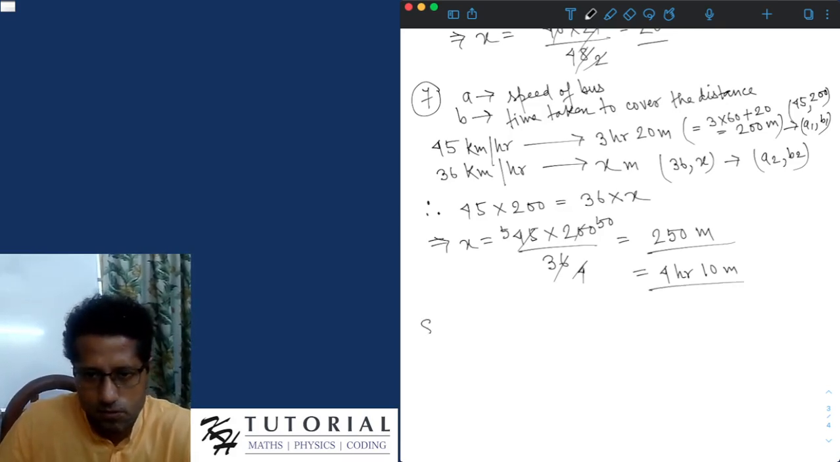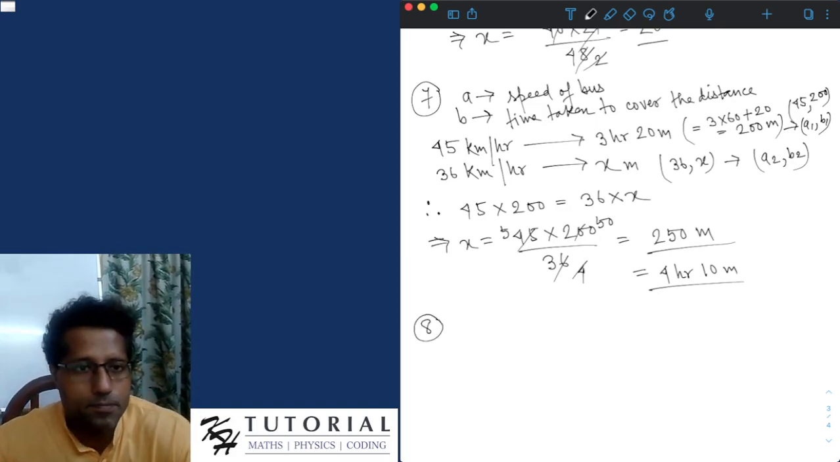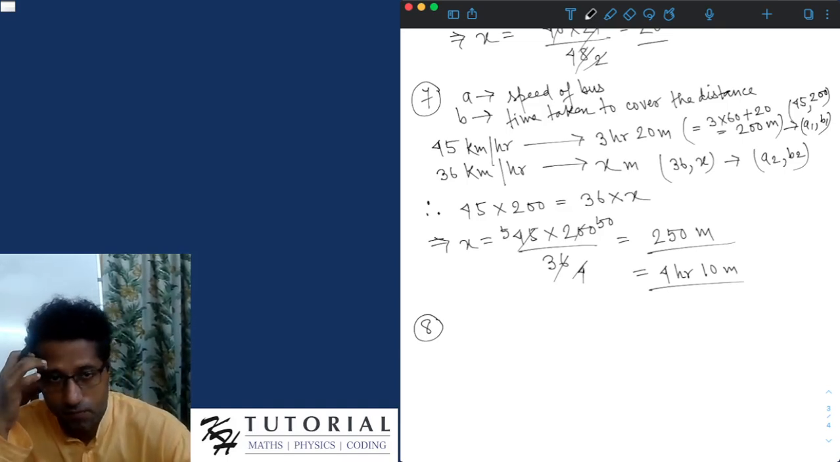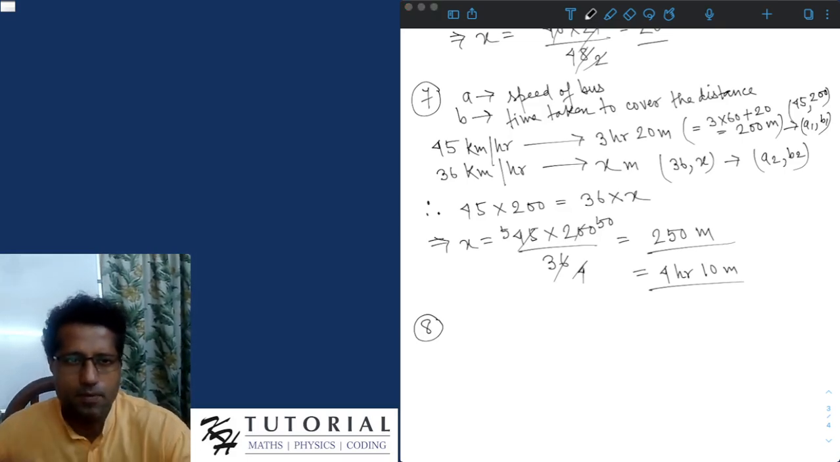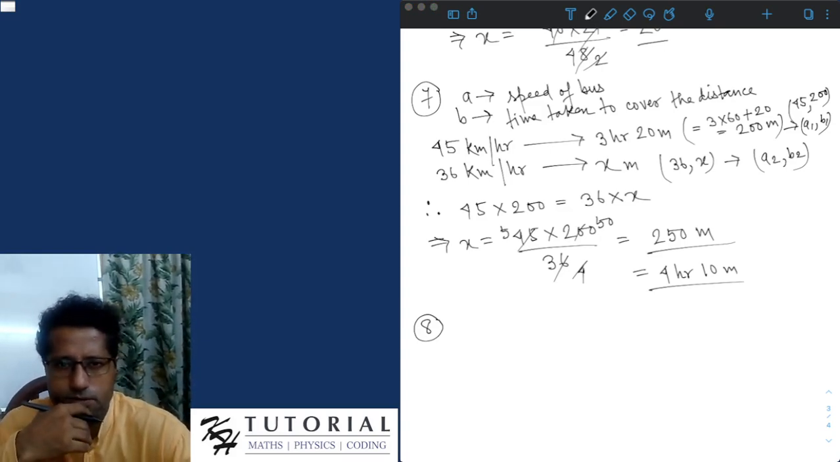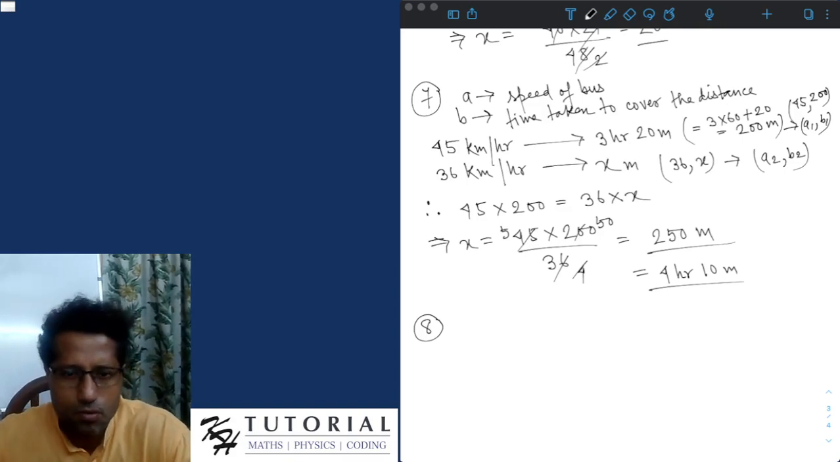Okay, let's do problem number 8. Problem number 8 says, at the beginning of a month, a factory has enough materials to make 240 tons of steel in a month. If 60 more tons of steel is to be made that month, how long will the materials last?